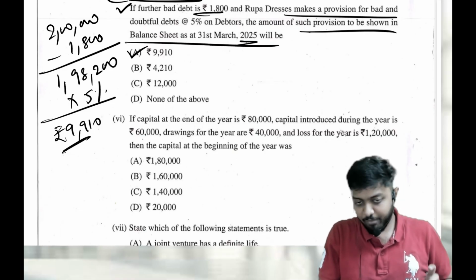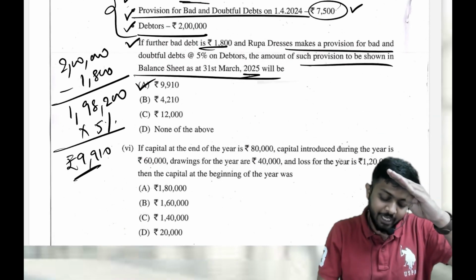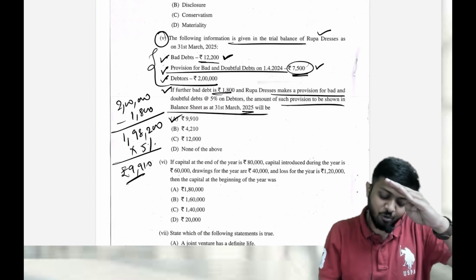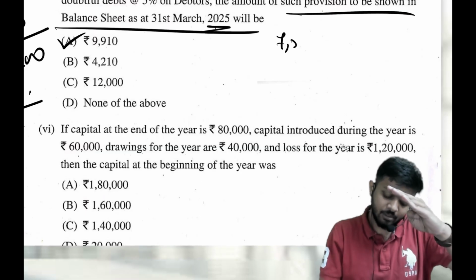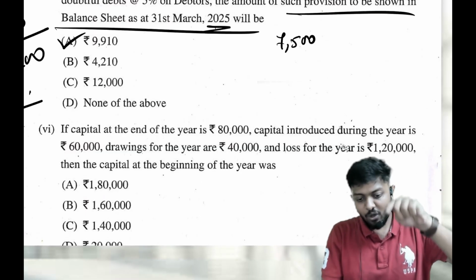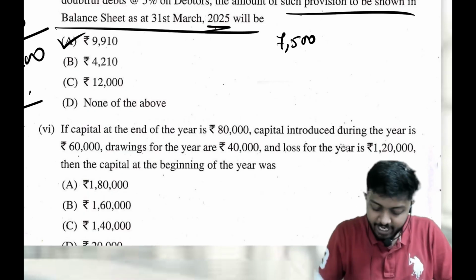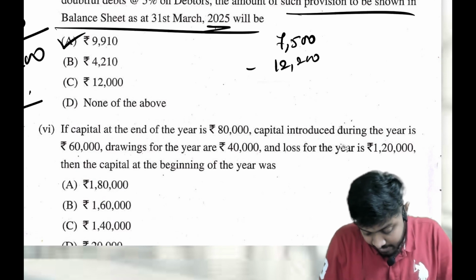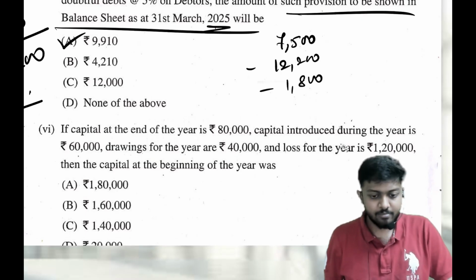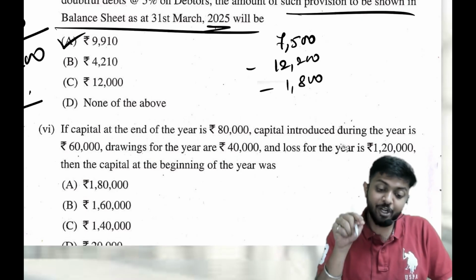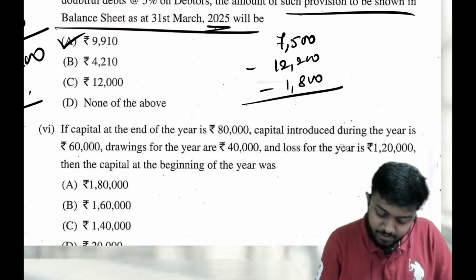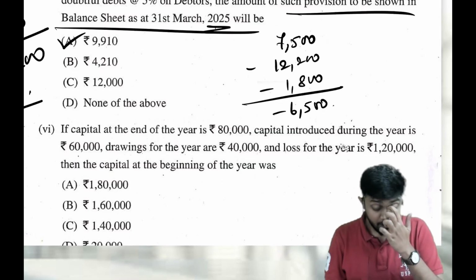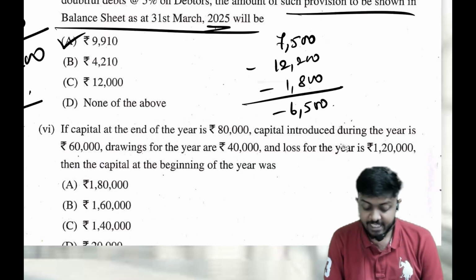So under that approach, we already had an opening provision of how much? 7,500 already. I will use this only to write off my bad debts. How much bad debts has happened in the current year? One bad debt is 12,200 and one more bad debt is 1,800. Now what would have happened to your provision account? This becomes minus 6,500.